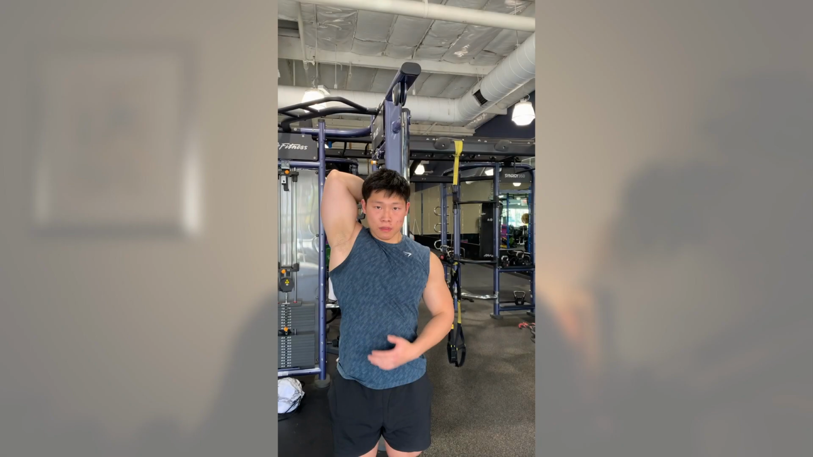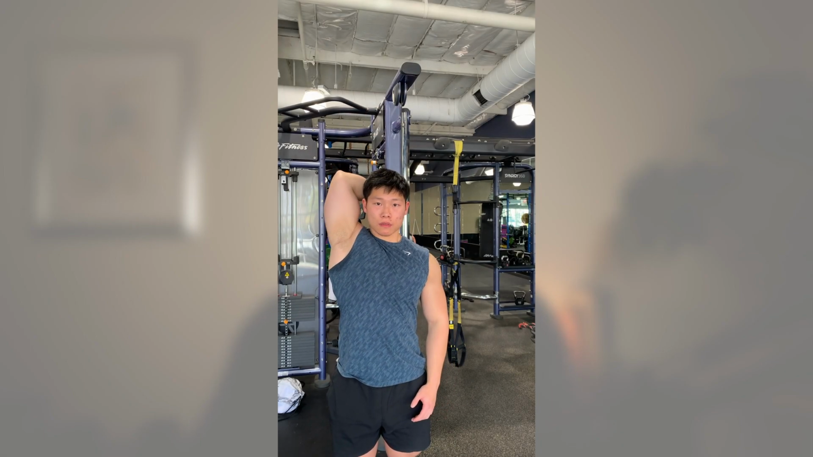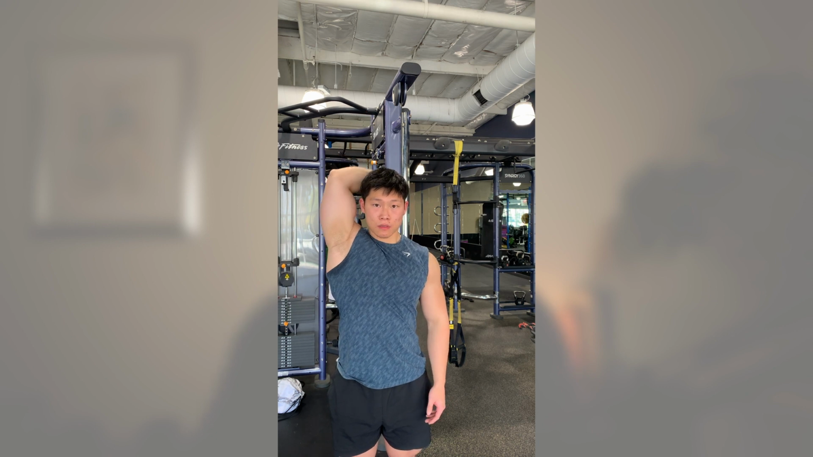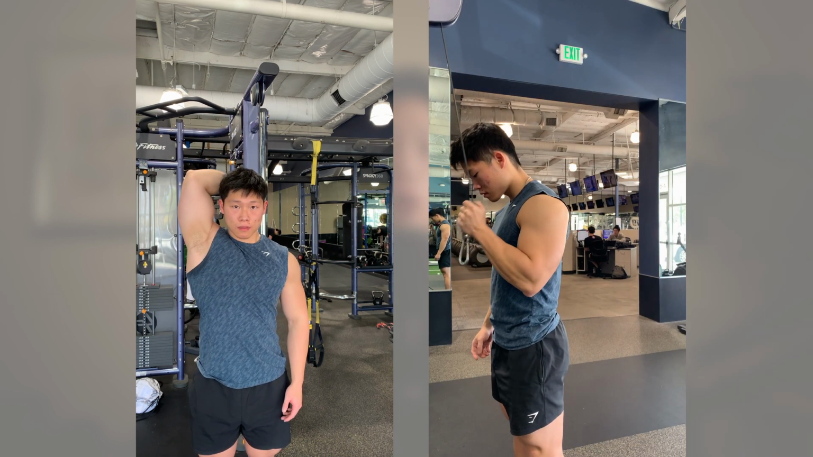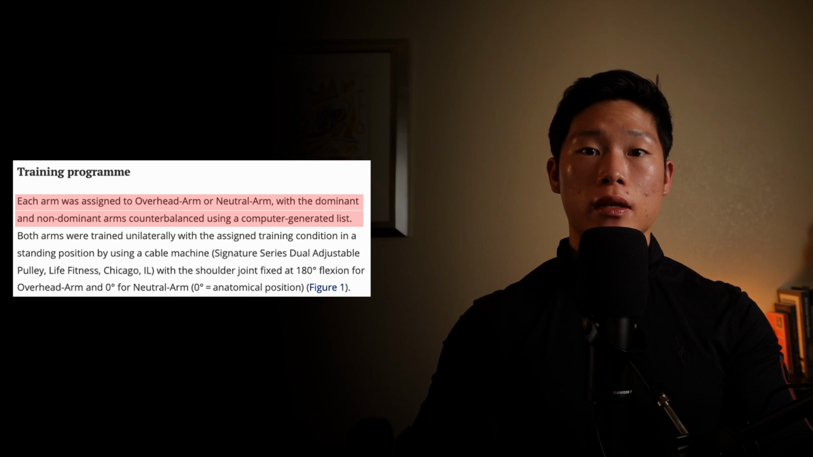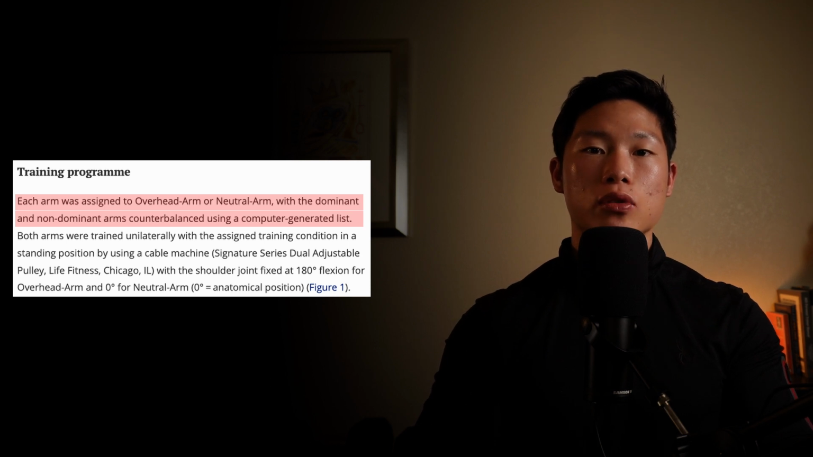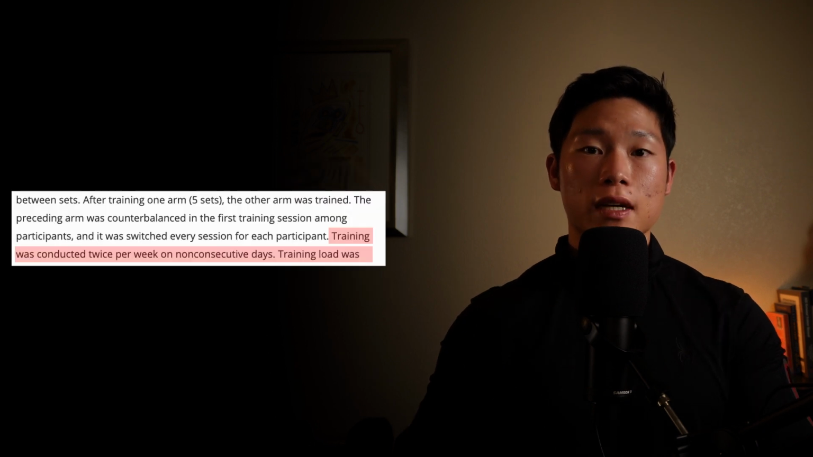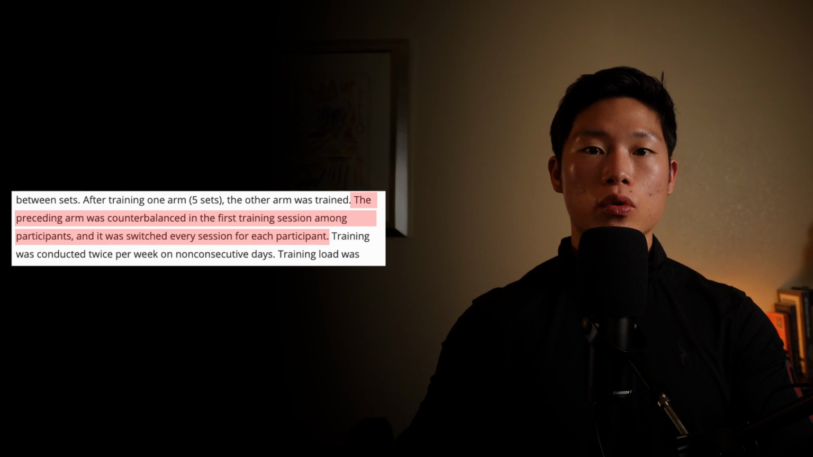In this study, they had 21 healthy young adults train their triceps using 2 different exercises. One arm was assigned to the overhead tricep extensions where the tricep is positioned at a greater stretch, and the other arm to the neutral arm tricep pushdown. The dominant and non-dominant arms were counterbalanced using a computer-generated list to make sure that everything was even. They performed these exercises twice a week, and to avoid favoring one arm over the other, during every workout, the subjects alternated which arm they trained first.